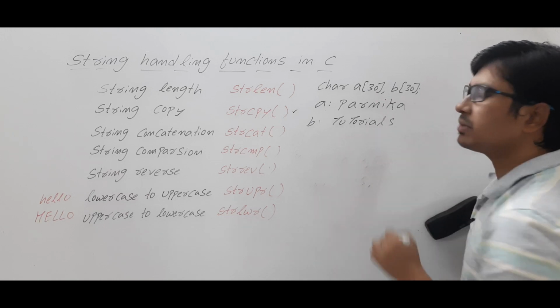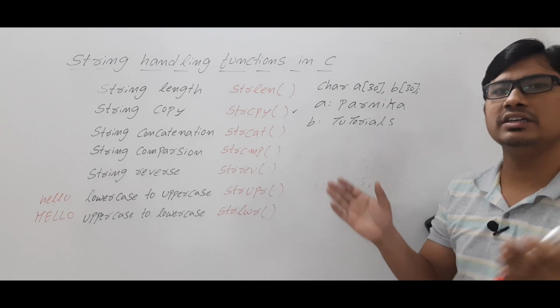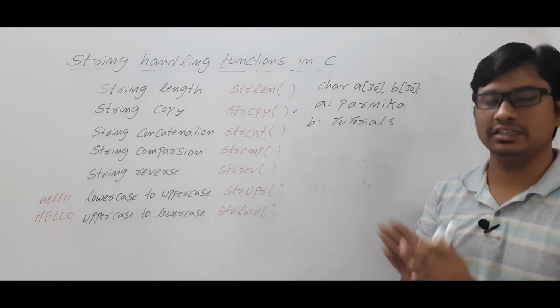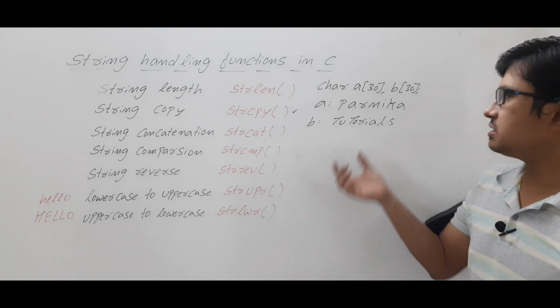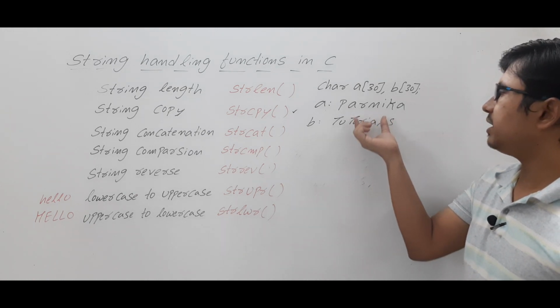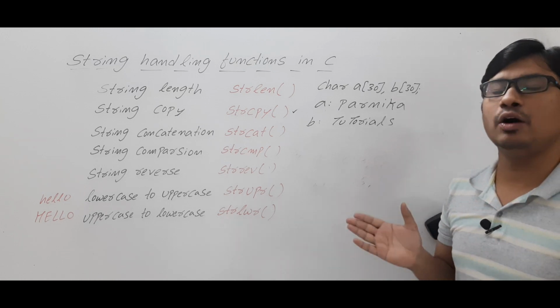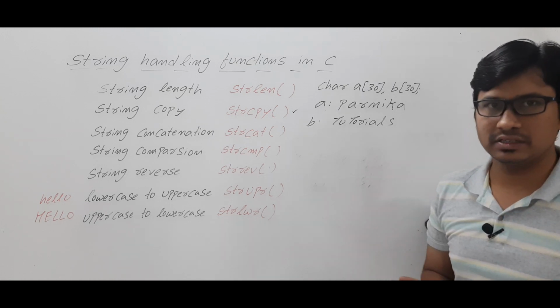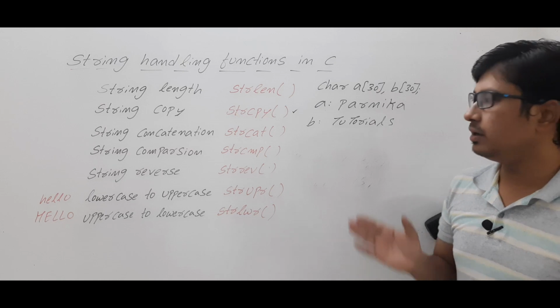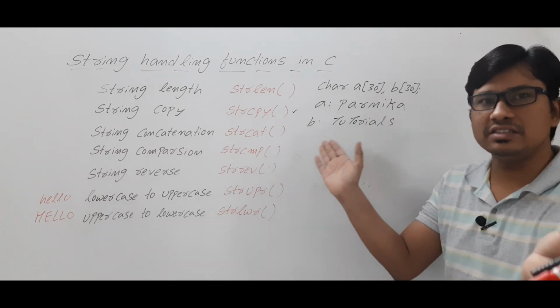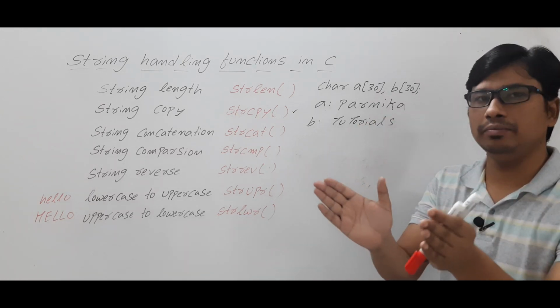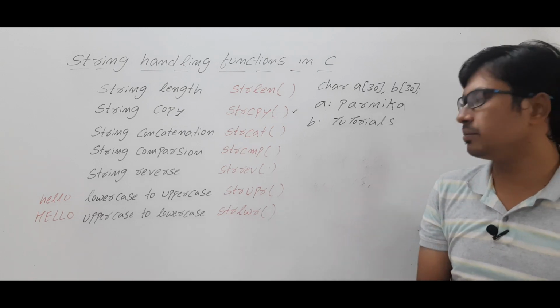Now what is meant by string concatenation? String concatenation is nothing but combining two strings. Combining two strings means I want to combine Parnika and tutorials and get the output as Parnika tutorials. I hope you have understood. Two strings are there, I want to combine them and store the result in some array.